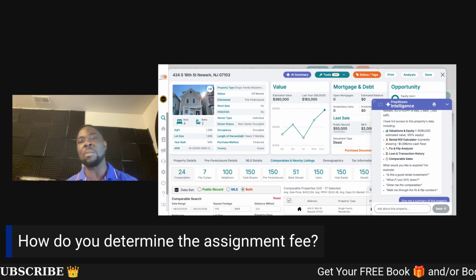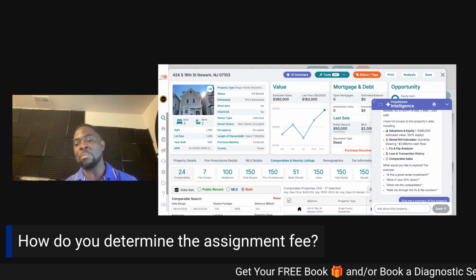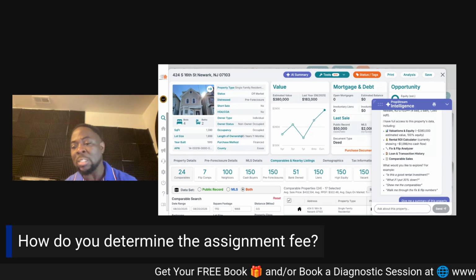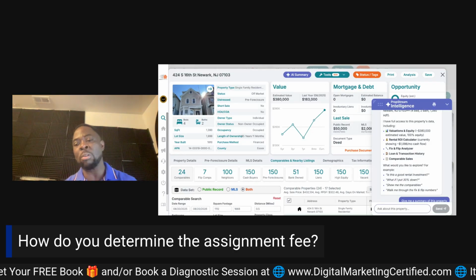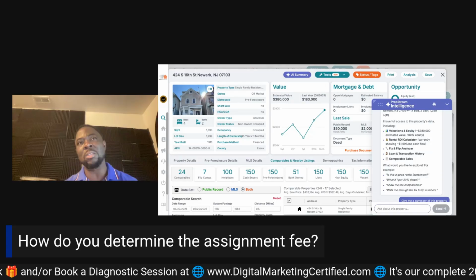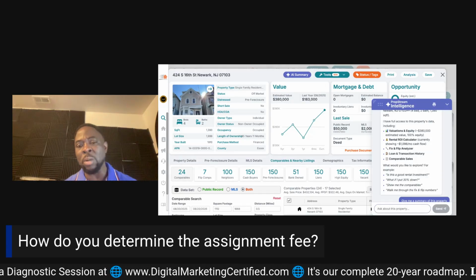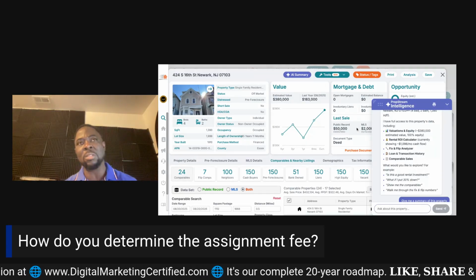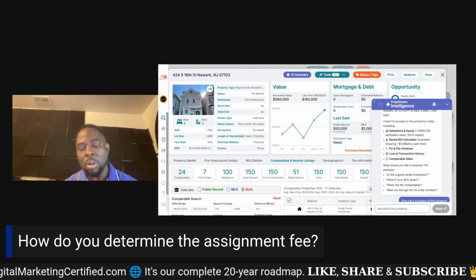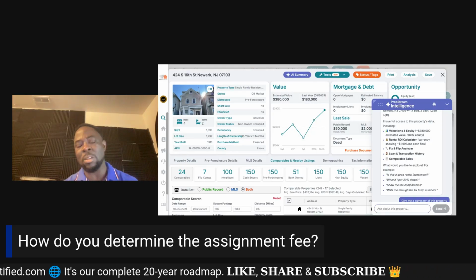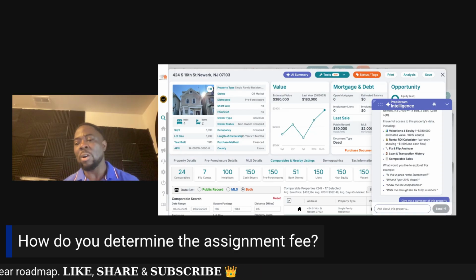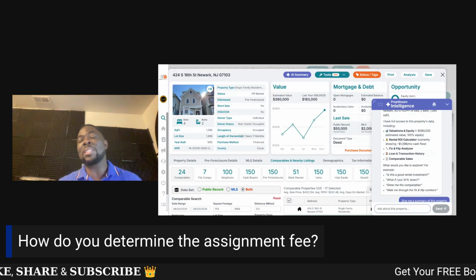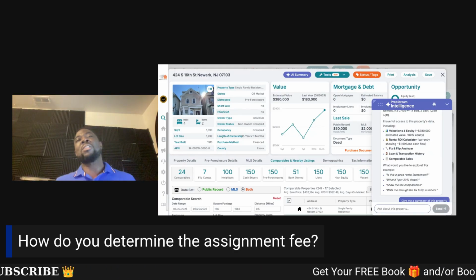Remember, we're trying to determine what your assignment fee is going to be. So let's say you lock in this deal at about 266. From 266 to about 380 is about $100,000 and change, about $112,000. How much of that can become your fee? How do you determine the assignment fee?